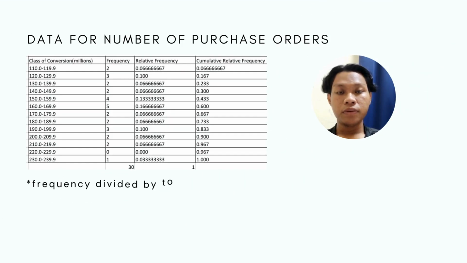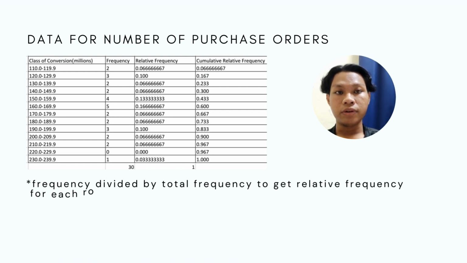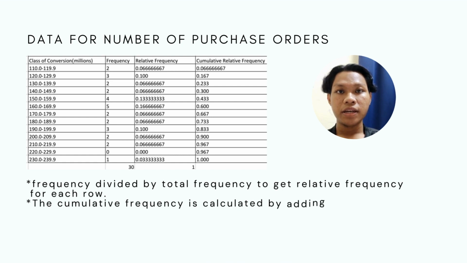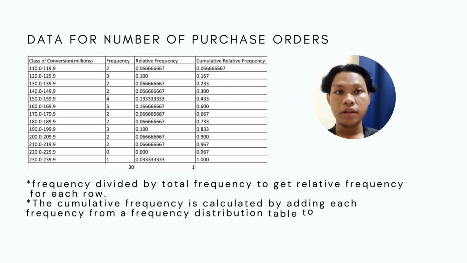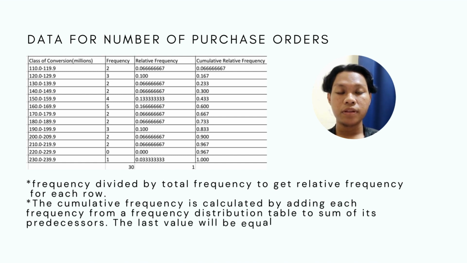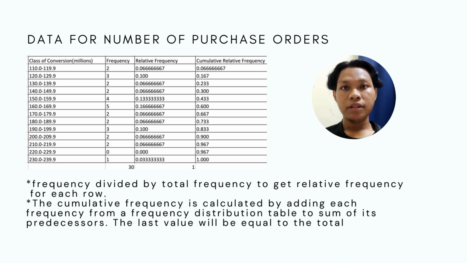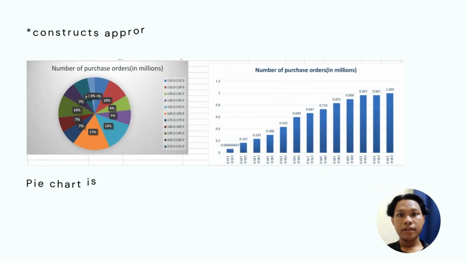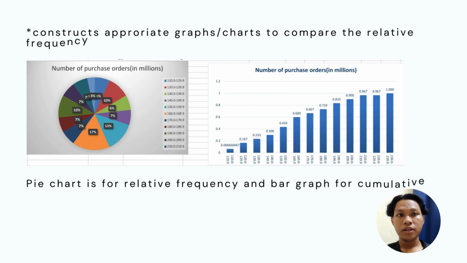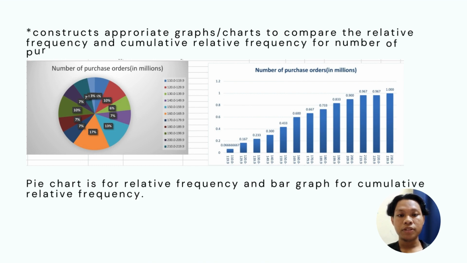The last one is the data for number of purchase orders. We already have the frequency and we need to find the relative frequency. How do we do that? Just do the same thing, which is to divide the current frequency by the total frequency. The cumulative relative frequency is calculated by adding each frequency from a frequency distribution table to the sum of its predecessors. The last value will be equal to the total cumulative relative frequency. Here are the graph and chart to compare the relative frequency and cumulative relative frequency for number of purchase orders. We used a pie chart for relative frequency and a bar graph for cumulative relative frequency.